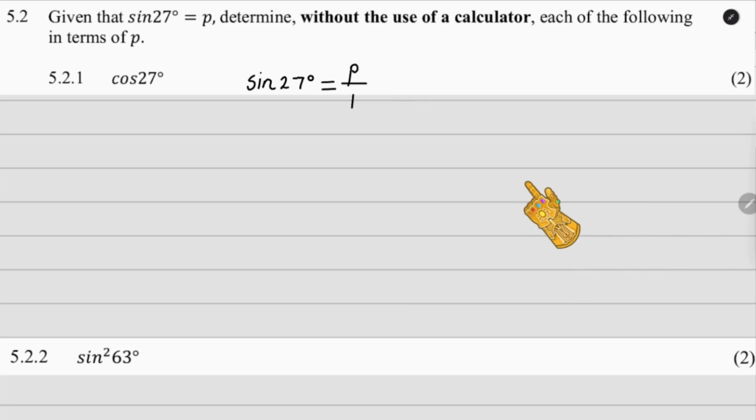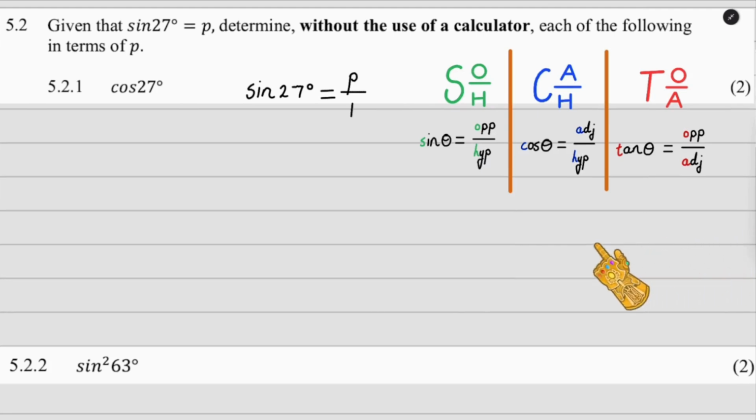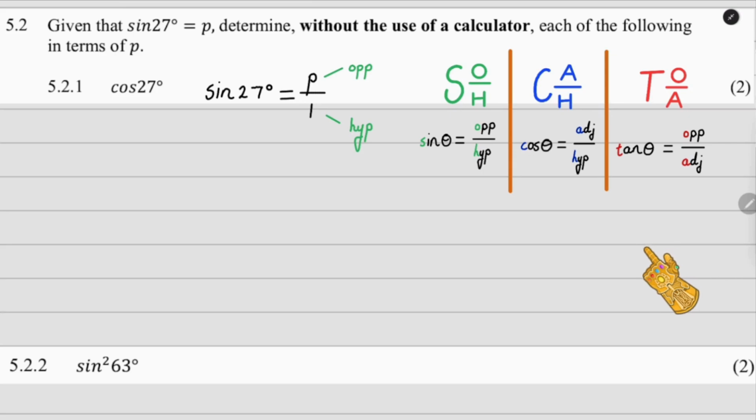And then we're going to use the classic SOHCAHTOA. In this particular case we've got sine. Sine is opposite over hypotenuse. That's what SOH is a shortcut of remembering. So the entity on top here will be the opposite side of the triangle, and the entity at the bottom here will be the hypotenuse of the triangle. And now we're going to set up a sketch that reflects that.